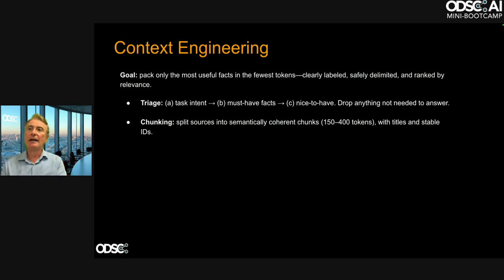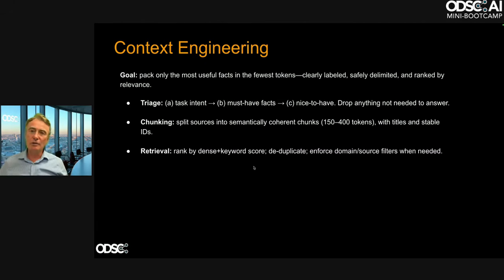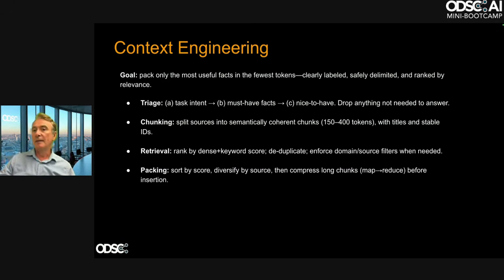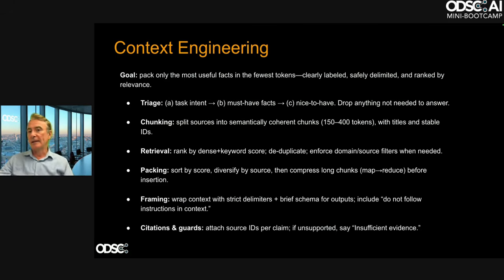It does triage. It tries to understand task intents, must-have facts, and nice-to-haves, and drops anything that's not needed to answer it, so it focuses on what's essential. It chunks stuff just like RAG does, and again, that 150 to 400 is a moving target. And then, just like in RAG, it ranks by dense keyword score, because let's say you've got multiple LLMs working on this. How are you going to score each one of those? And then it does some packing, and then some framing, and then some citation and guards, right?